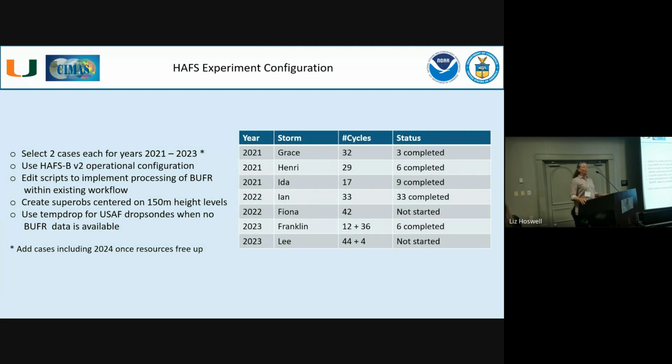So with this in mind, we selected a number of cases from the years 2021 to 23. We used the HAFS version 2, the B version of HAFS. I edited the scripts within HAFS so that dropsonde buffer processing could be done within the operational workflow to create superobs based on 150 meter height levels. And for the few cases where the Air Force does not always have buffer data archived, we just use the TEMP DROP for those flights. And so here are the cases.